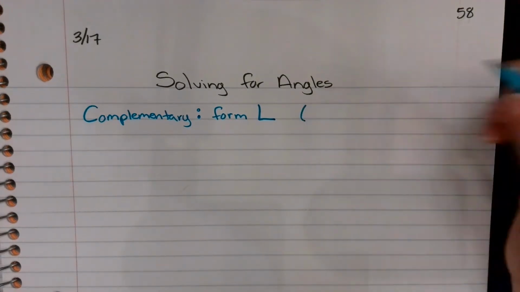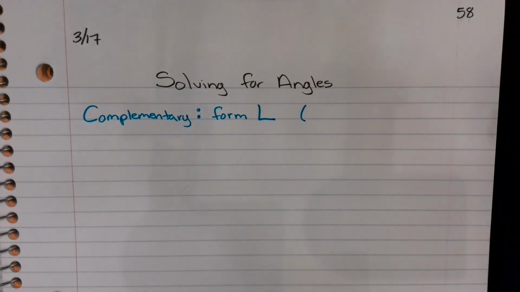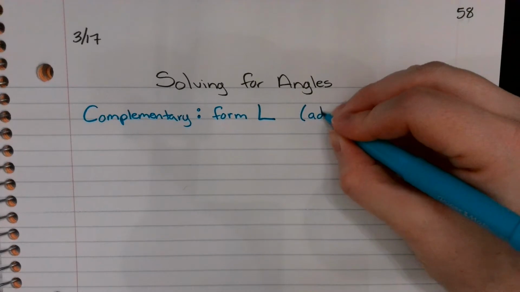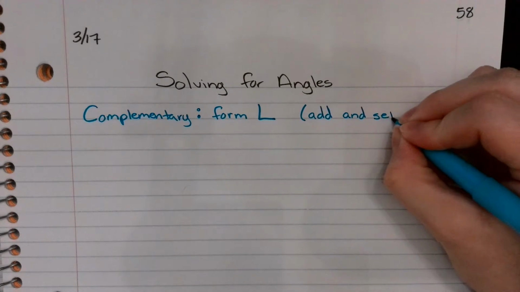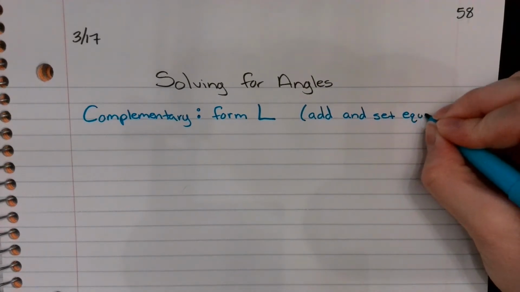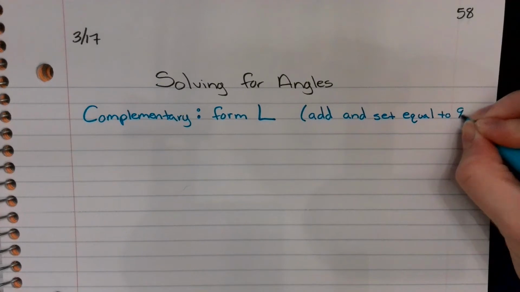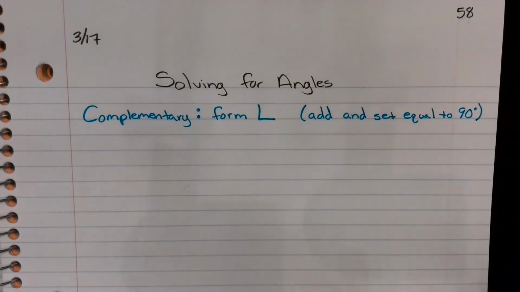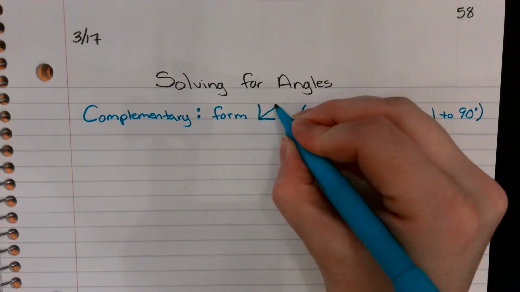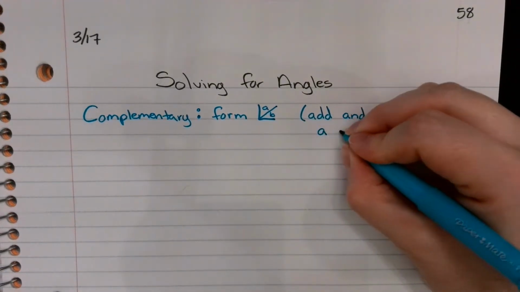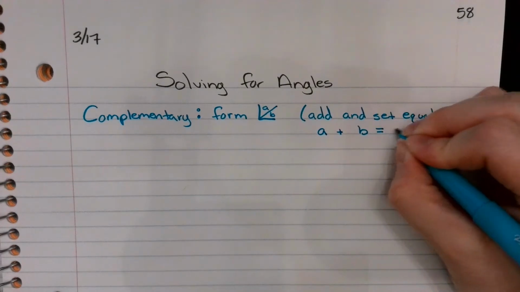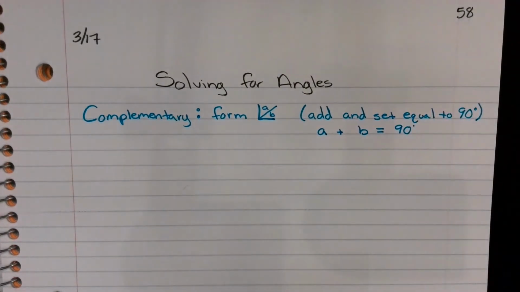Just keep in mind that when you're solving, you're going to take the two angles and add them and then set an equation equal to 90 degrees, because that means it's complementary. The sum of the two angles is supposed to equal 90 degrees. So when you're setting up an equation, it might look something like this, where you have A and B forming that L. You would take A and add it with B and it would be equal to 90 degrees. And then you would solve for whatever missing value there might be.